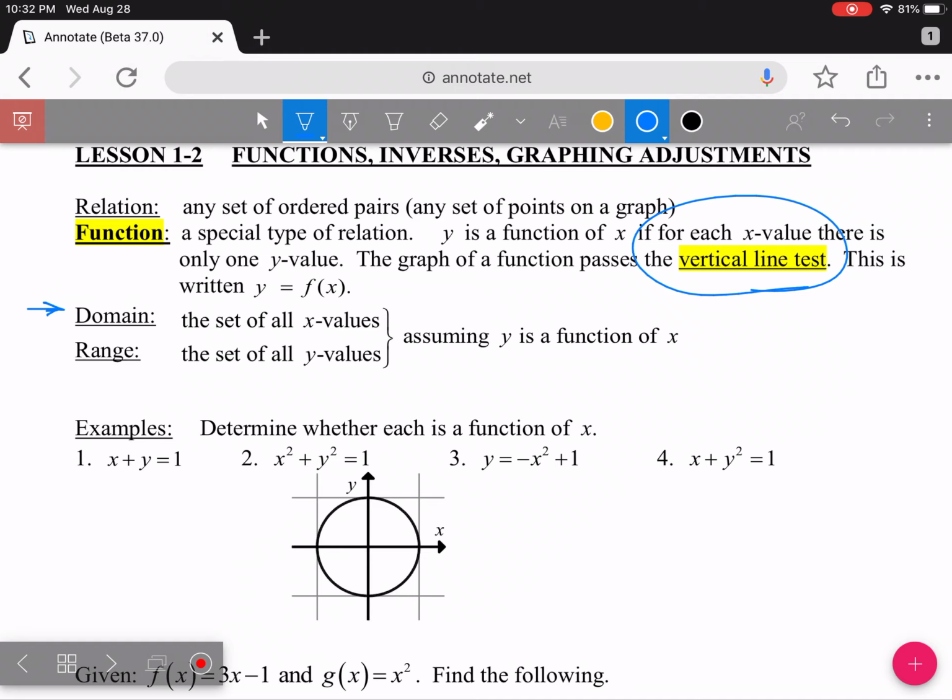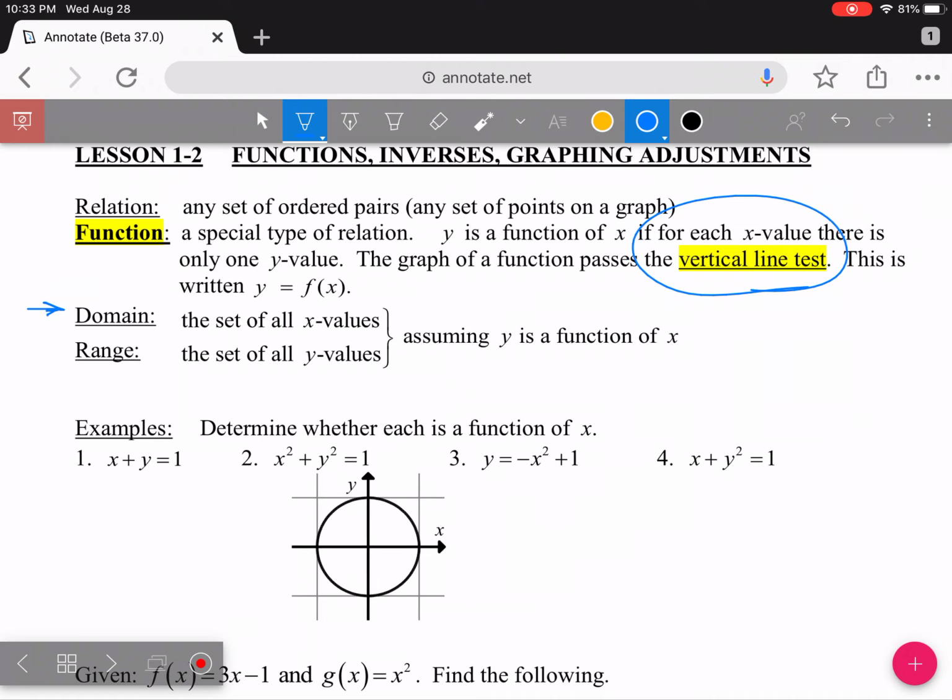But let's think about domain. Domain is the set of all the possible x's. So this is all of the x values that are legal for you to put into that function, okay? Because we got to follow math law, right? And math law is the best kind of law. So we have to follow the law of math.